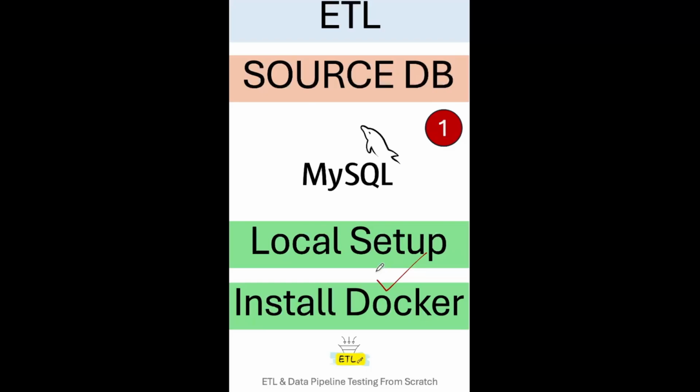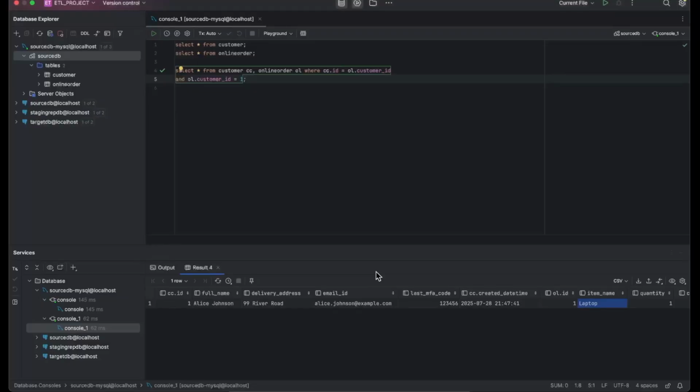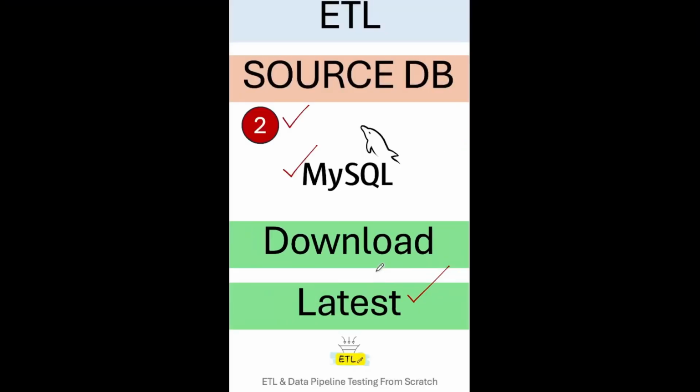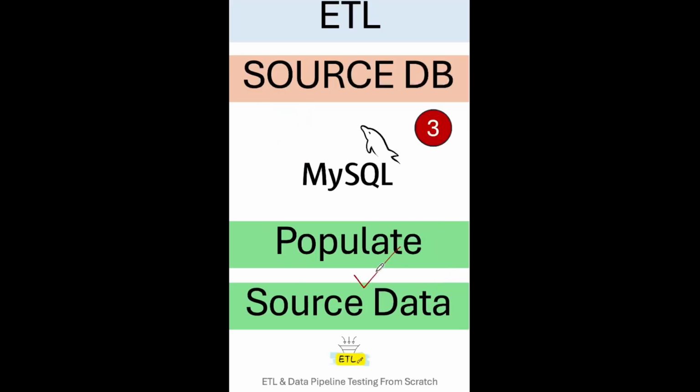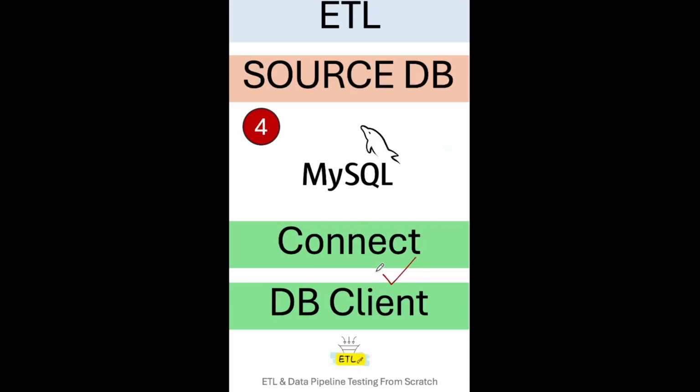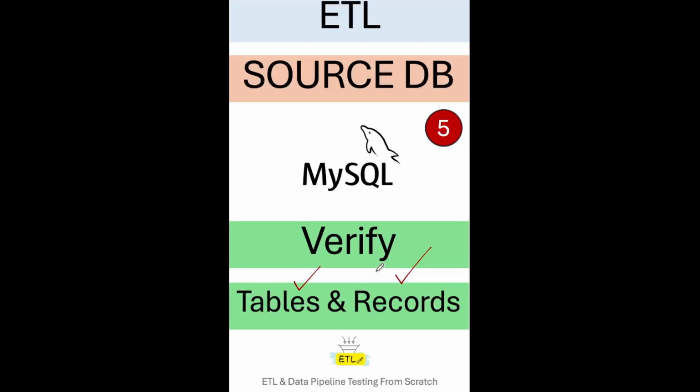Let's just recap. We installed Docker and set it up, and we did the setup on our Windows or Mac OS by checking docker ps, whether it's running or not. Then we downloaded the latest MySQL server. Then we populated the source data, first DDL, then inserted the records. Then we connected the DB client. Then we verified by firing SQL queries.